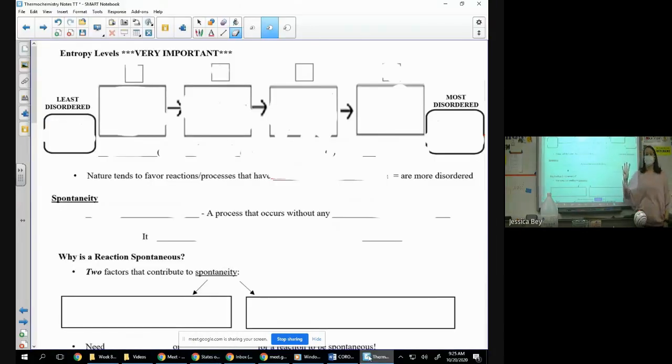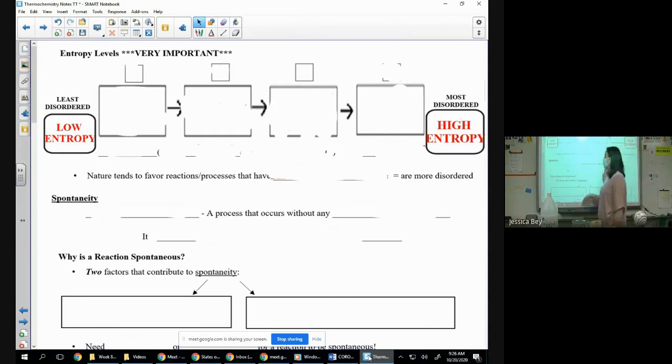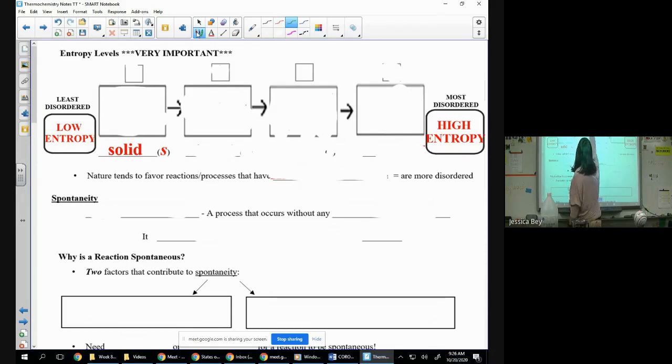There is one that we got to throw in there because it's chemistry, but let's talk about that later. There are 4 levels of entropy in our understanding of chemistry. We are going to start here at the least disordered or the lowest entropy, and then we're going to move to the most disordered or the highest entropy. The lowest disorder that we can have in this class is a solid. So I want you to write solid. You will note that in a chemical reaction, if there is a solid, it will have a little S in parentheses next to it, okay?